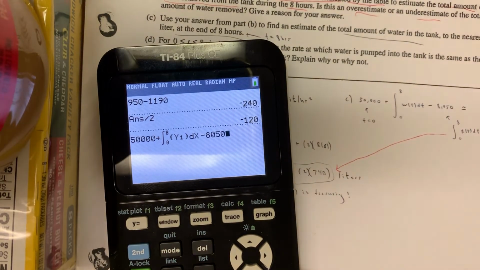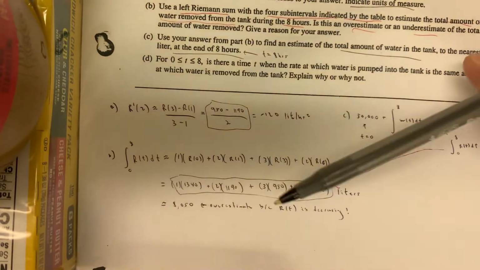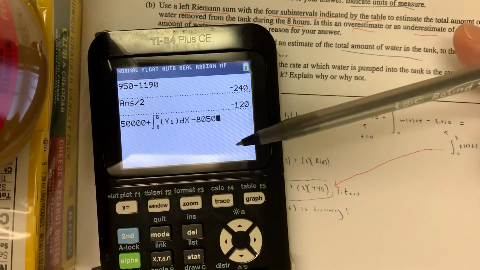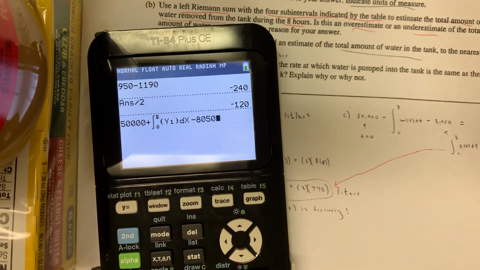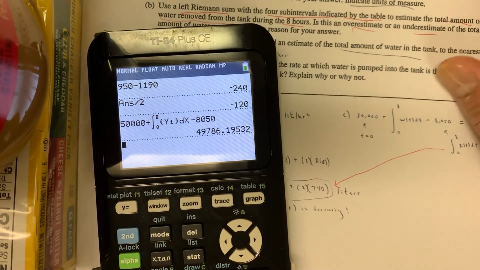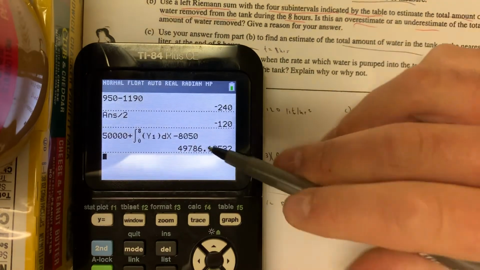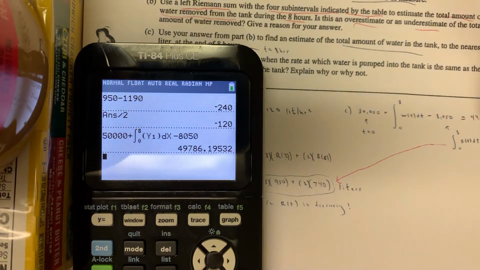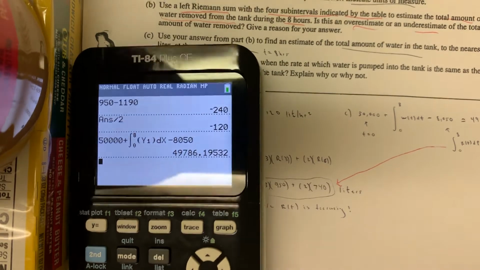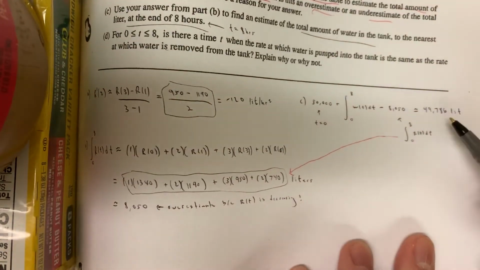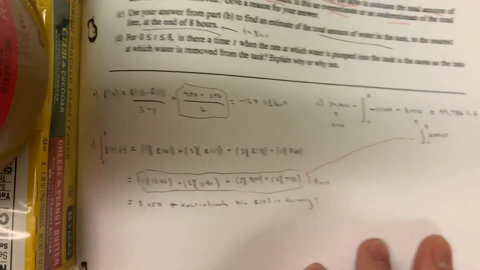So this is the type of situation where maybe it's a good idea to get what this answer is, because then it makes it a lot easier to do this part right here. Besides, you have a calculator anyway, so it shouldn't be too terrible to put that in right there. So what do they say here? To the nearest liter. Okay, so 49,786 liters. Okay, that's what I get right there. It's not terrible. We've seen stuff like Part C before.